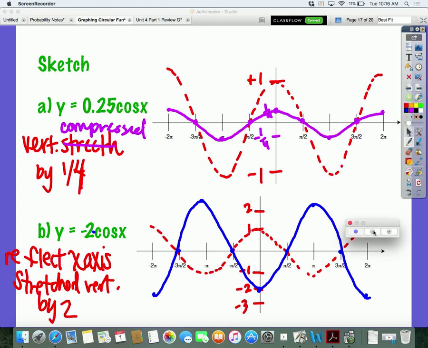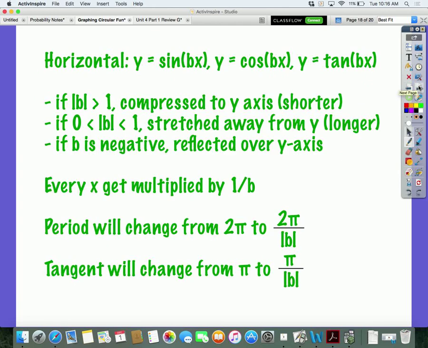So remember, vertical stretches change your amplitude. Horizontal stretches are going to change whether we're closer to the y-axis or further away from the y-axis. So for horizontal stretches, this time the variable is b, the one inside with the x being multiplied. If the absolute value of b is greater than 1, it's the opposite of what it was for the vertical stretches. It gets compressed toward the y-axis, so our period is getting shorter, closer to the y-axis. However, if the absolute value of b is in between 0 and 1, in other words a fraction, the period is getting longer, stretching away from the y-axis.